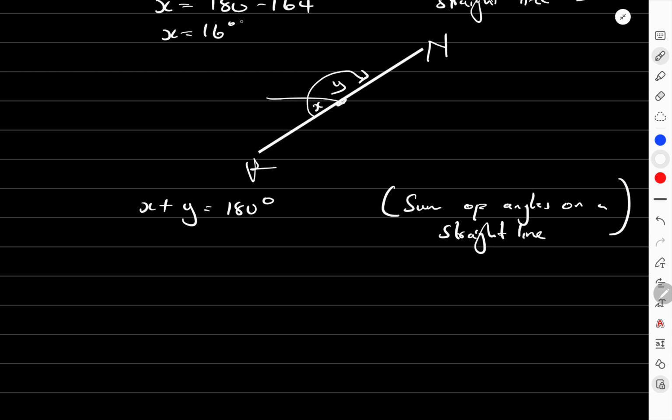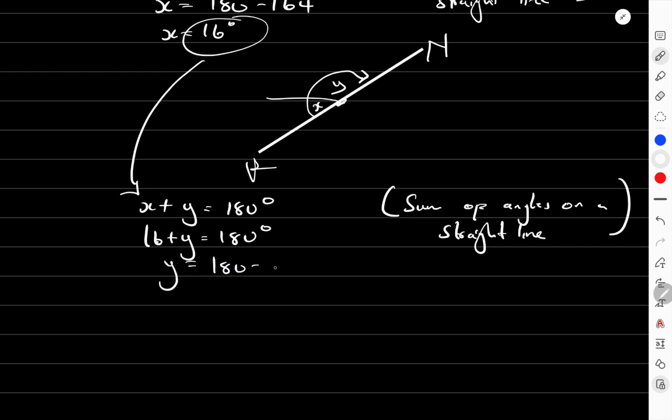Now, you remember substitution. Whenever I see the value of x, I have the right to substitute 16. Therefore, I'm going to have 16 plus y equals 180 degrees. Therefore, y is equal to 180 minus 16. I'm going to group my numbers together. Therefore, y equals what? 180 minus 16 is 164. The value of y is 164 degrees.